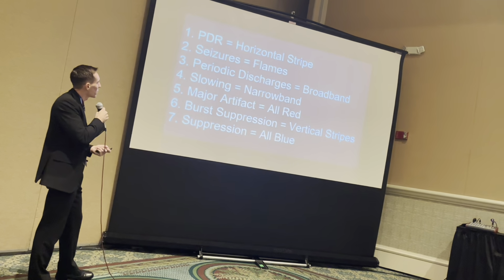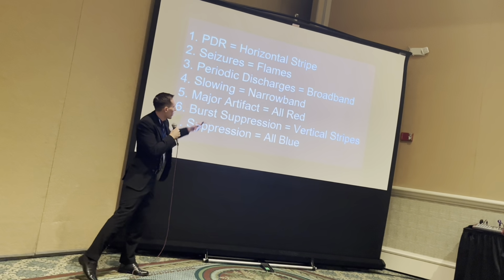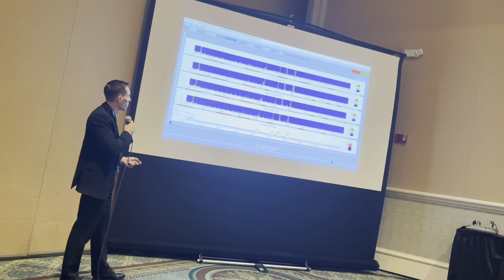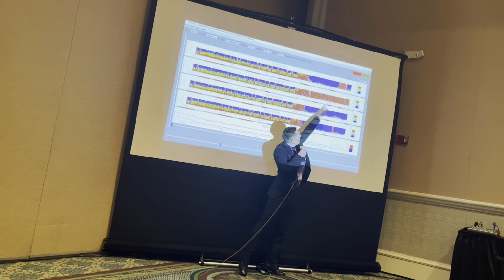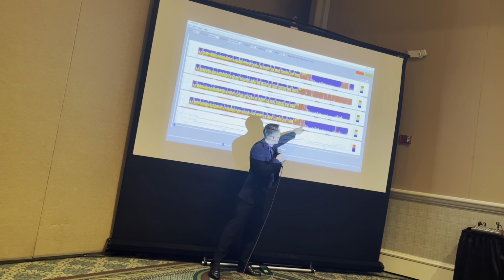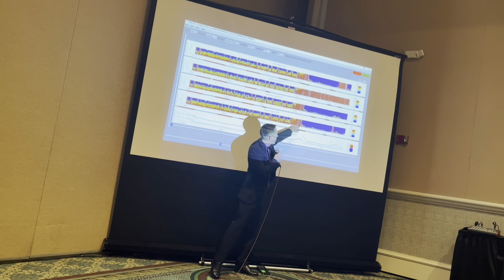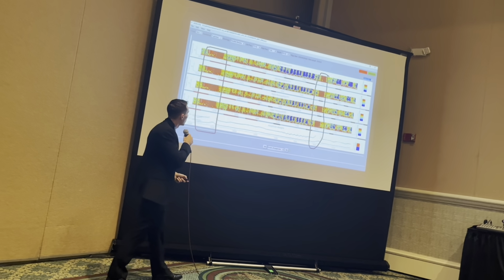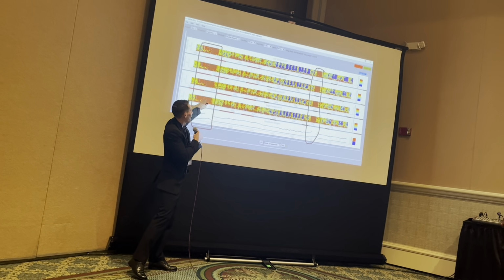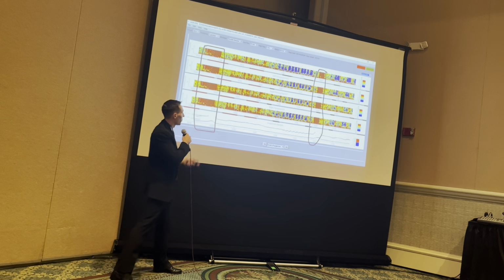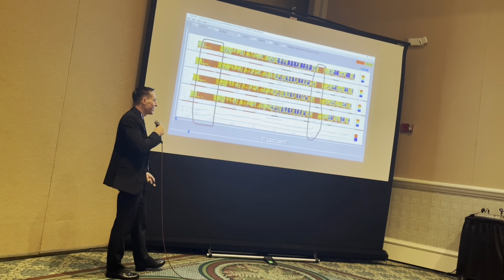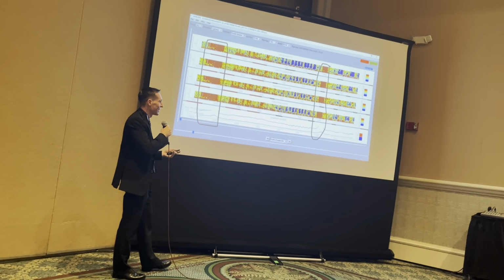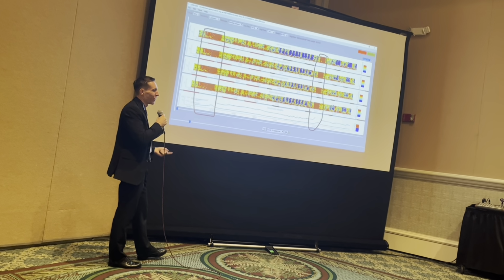And what else do we have? We got major artifact, which you're going to see as all red. We got some artifact here, major artifact there. And essentially when a patient is in the middle of a generalized tonic-clonic seizure, it just turns into all artifact as well. Major artifact in psychogenic non-epileptic events, all red. Usually, just like in regular EEG, if it looks like way too much, it's probably artifact, essentially.